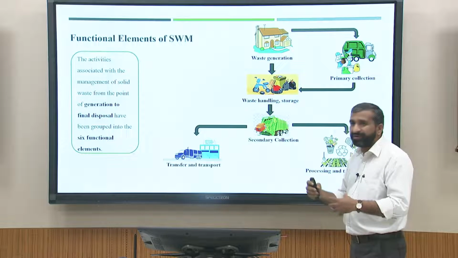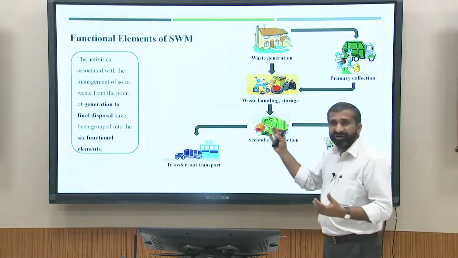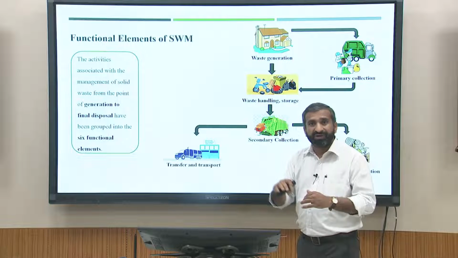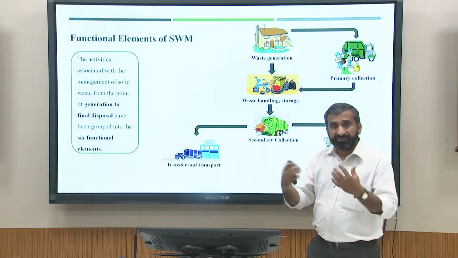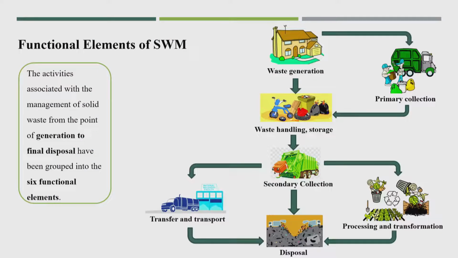So for that you will require transfer stations, where the smaller vehicle unloads the waste at the transfer station and it is reloaded onto a bigger vehicle. This bigger vehicle can take 10 tons or 50 tons of waste and goes finally to the disposal site, where the entire waste is disposed of. So, you can see the entire set of functional elements is linked together, each and every functional element.